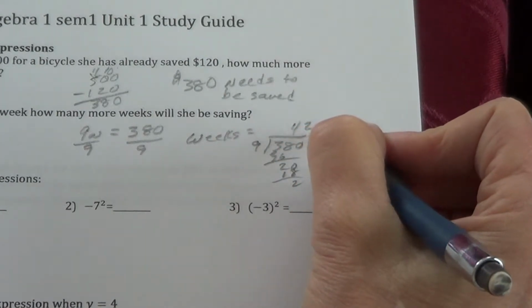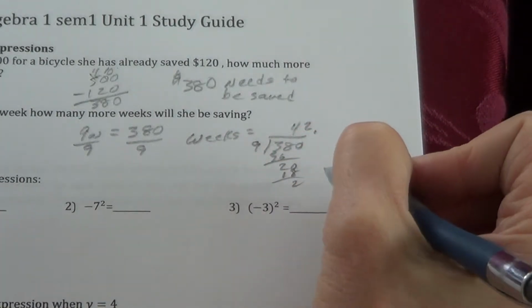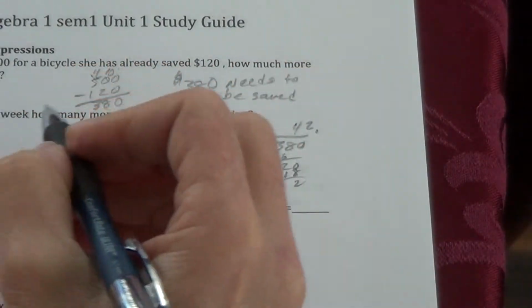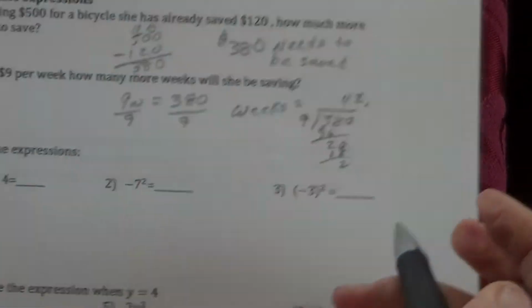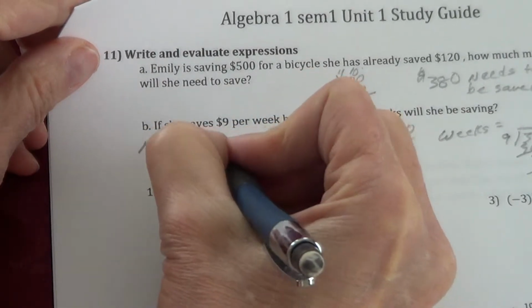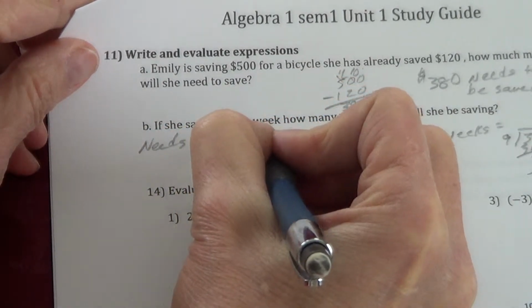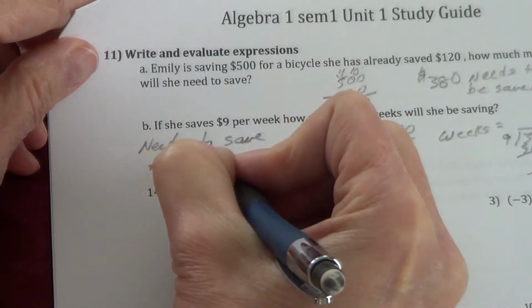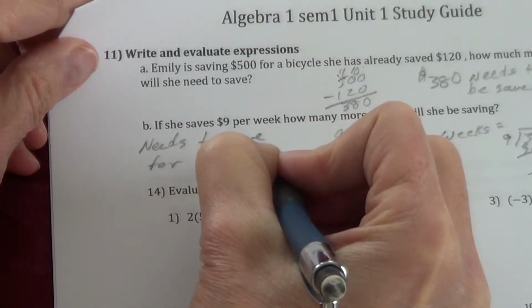You have to go more than 42 weeks because you have some left over. So you would say she'll need to save for 43 weeks. Needs to save for 43 weeks.